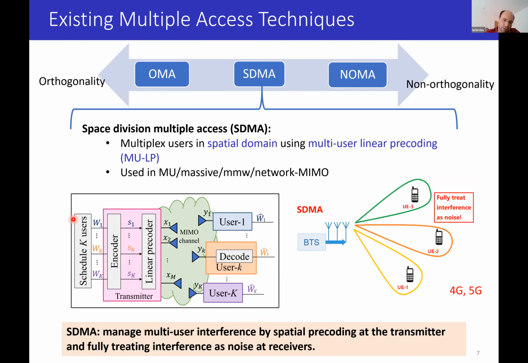And so this is what the architecture looks like. We have K users that we want to schedule. We encode those K messages W1 to WK. So we encode and then modulate them into K independent streams, S1 to SK. And then we precode each of those K streams. And so we effectively create beams for each of those K streams. And at the receiver, each receiver decodes its own stream by treating residual interference as noise. So that's a very important thing here, to treat interference as noise.